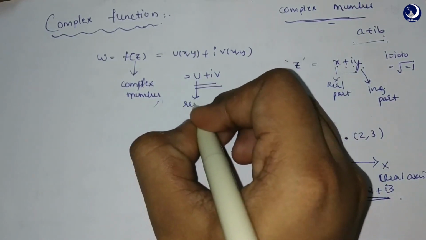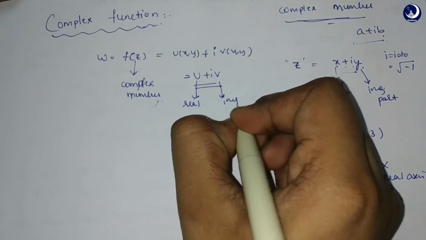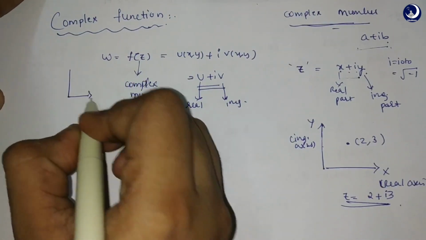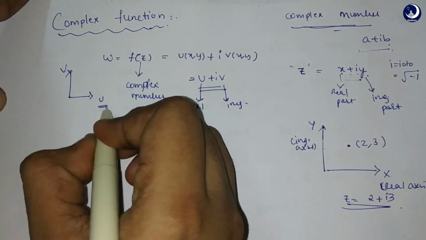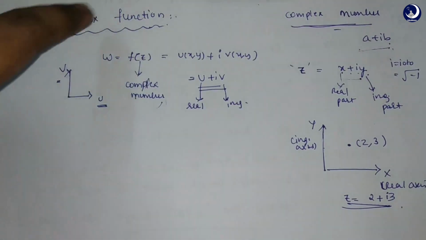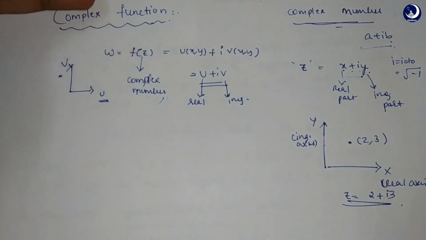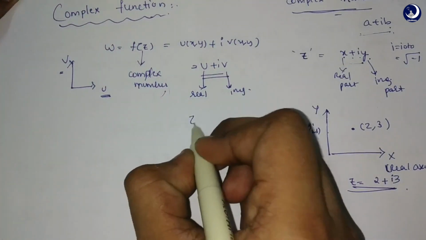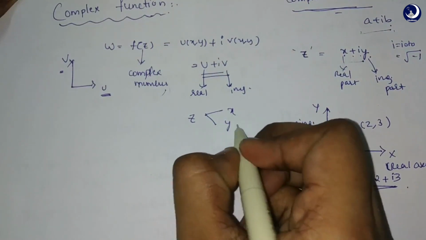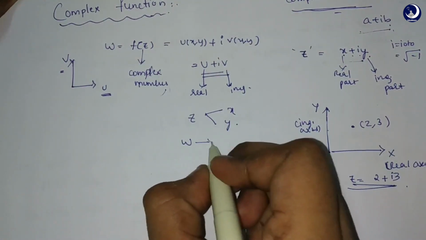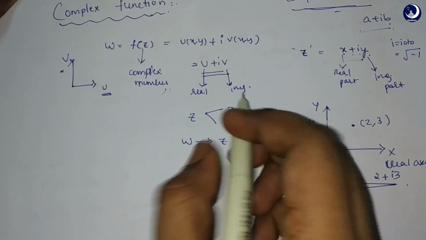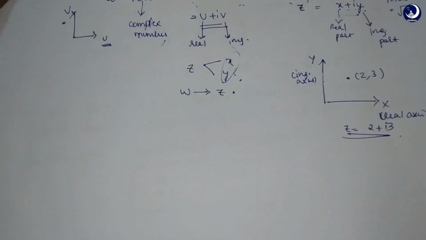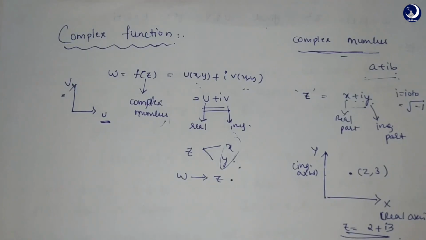This will be real, this imaginary. So here also we will have axes u, v, the real axis and imaginary axis. So a complex function means a function of a complex number. That's it. Here our z is dependent on x and y, and w is dependent on z. So u and v will also be functions of x and y. Simple. This is about a complex function.